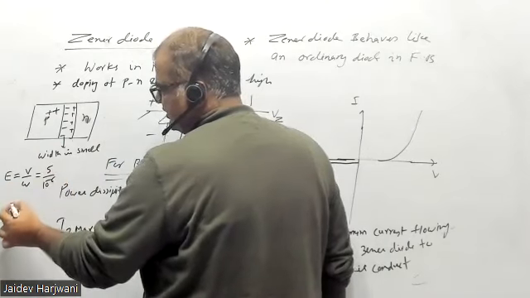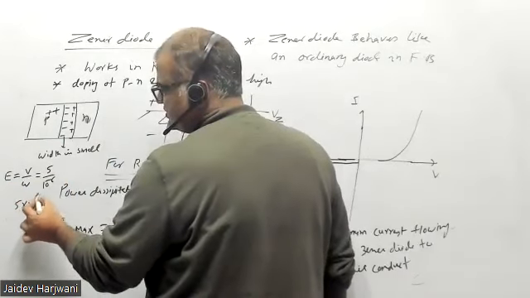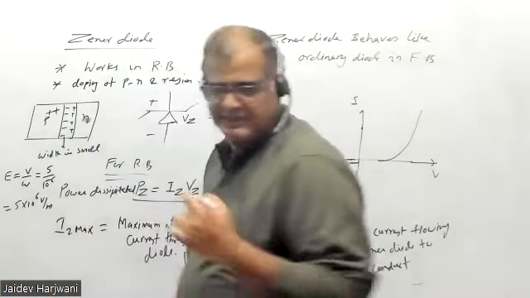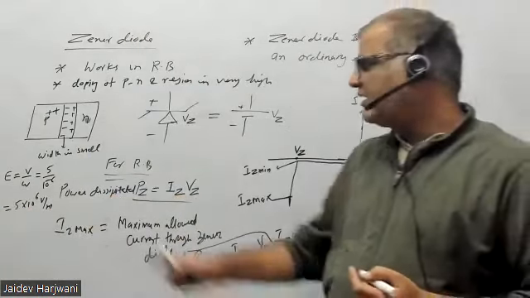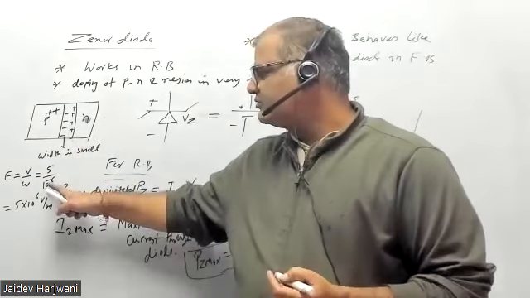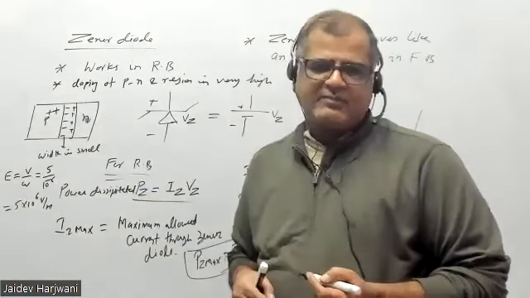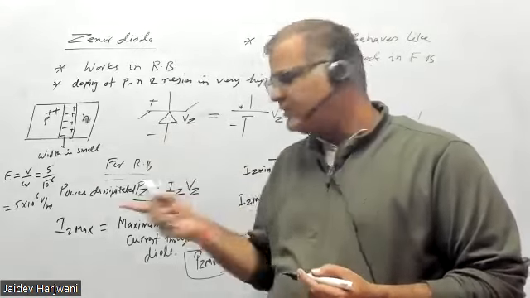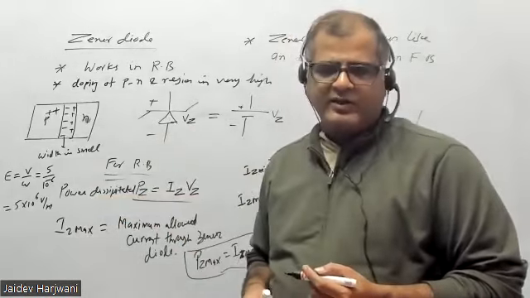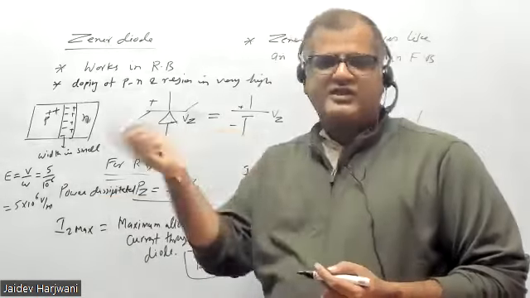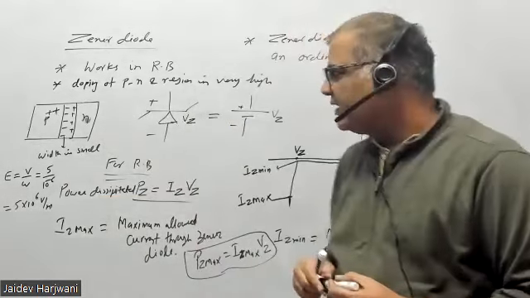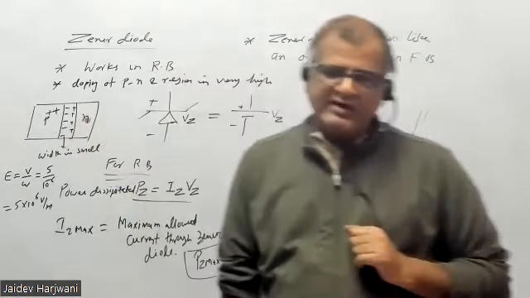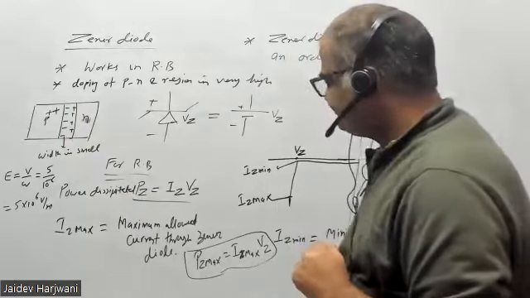So what will this become? 5 into 10 raised to power 6 volt per meter electric field. I'm giving an example; this electric field can be very high. This width is generally very small compared to an ordinary junction. If an ordinary diode has a micrometer, here it may be 0.1 micrometer or 0.01, so comparatively it is low. So here the electric field is very high inside the depletion region.